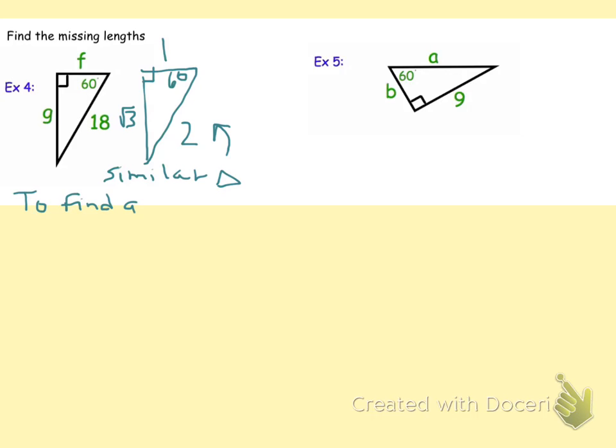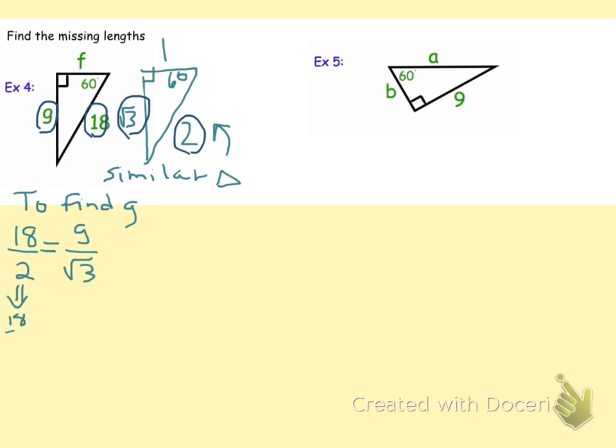Let's first start by solving for G. So 18 over 2 equals G over square root 3. 18 is our hypotenuse on the triangle on the left, over 2, our hypotenuse on the triangle on the right, equals G, the long side on the left, over square root 3, the long side of our similar triangle.